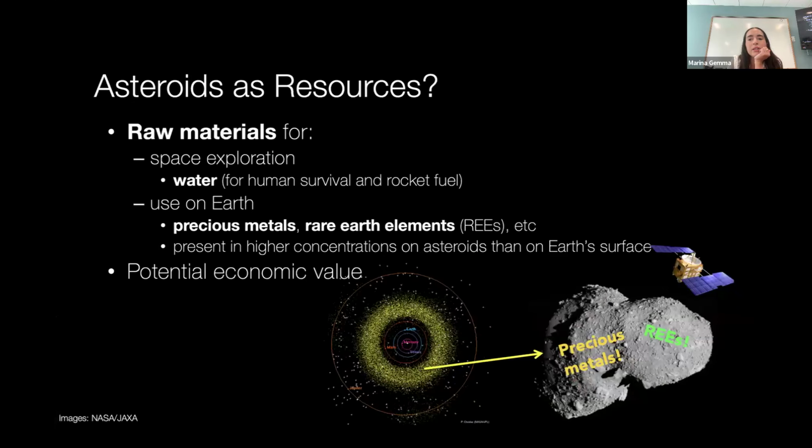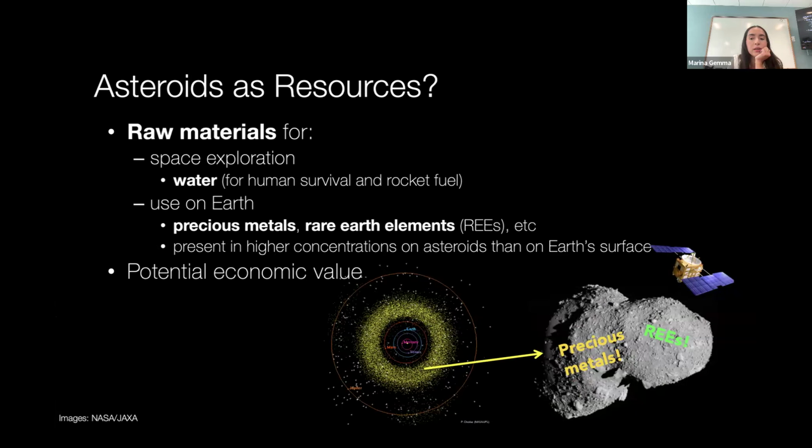And I think something that people love talking about is asteroids as potential resources. These are often thought of as potentially being raw materials for space exploration, right? They have water, usually in the form of ice. So that would be for not only human survival, but also rocket fuel. And people are also looking to maybe use this kind of material on Earth.